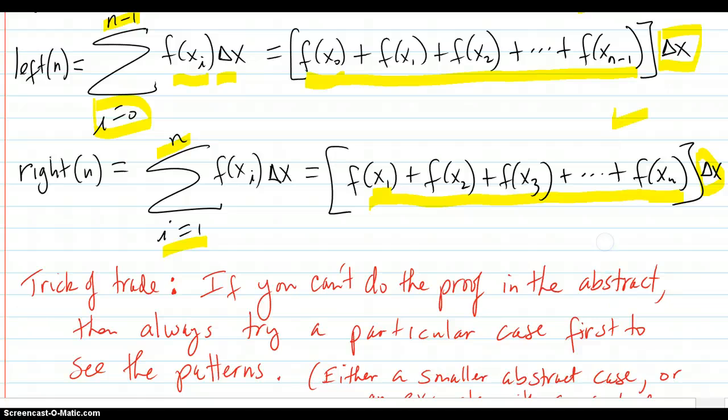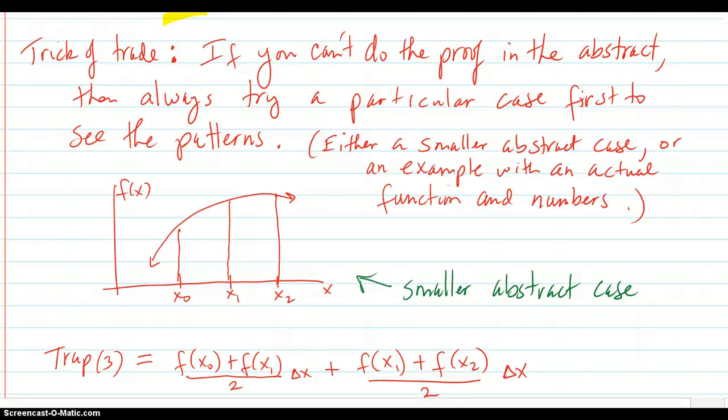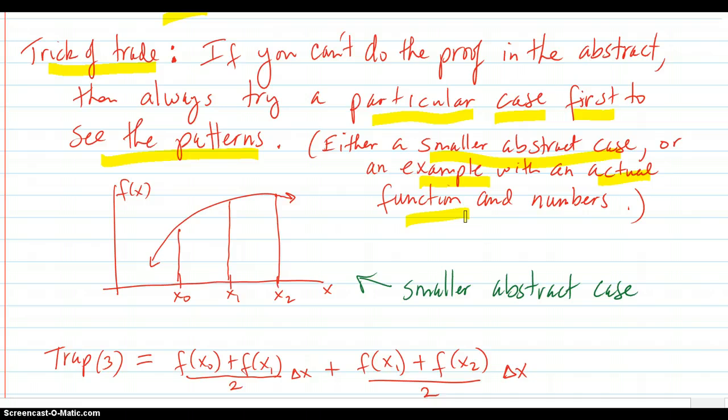You probably already can see it, but in case you're having trouble with that in the abstract, here's a trick of the trade. If you can't do a proof in the abstract, then always try a particular case first to see the patterns. So you're either going to try a smaller abstract case or a completely hardwired example with an actual function like x squared and some numbers in there, and make it small and short. So I chose to show a smaller abstract case here.